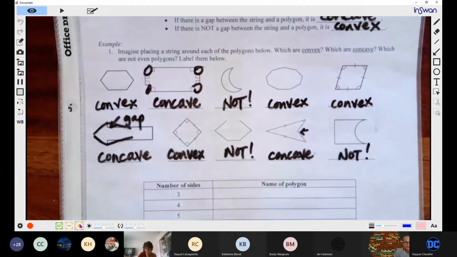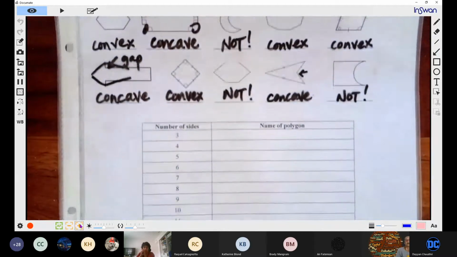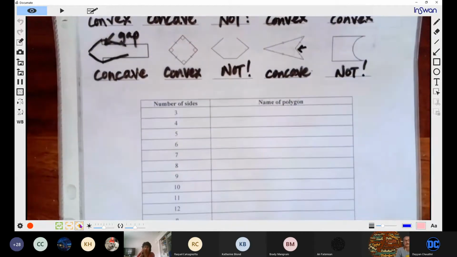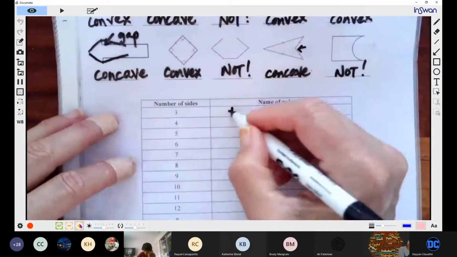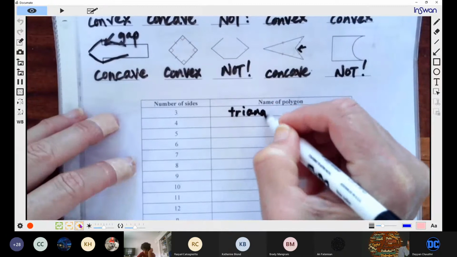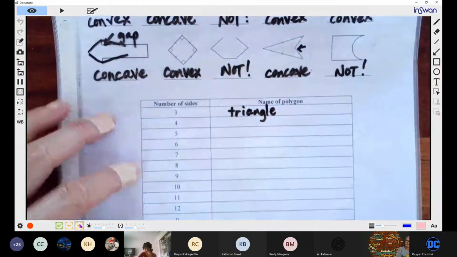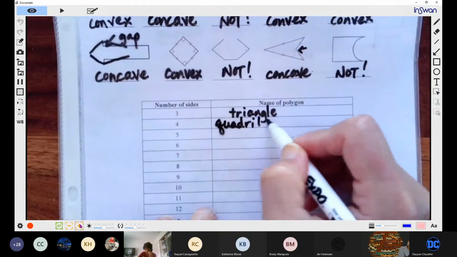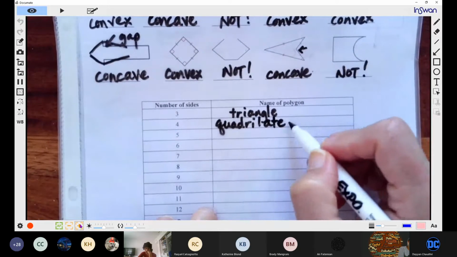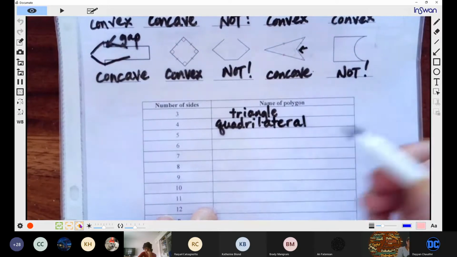Okay. Now a bunch of these you actually already know. We have specific names for polygons that we use very often. Yesterday I told you that anything could be called an n-gon. But specifically you know what some of these are called. If it has 3 sides, it's called a triangle. If it has 4 sides, it's called a quadrilateral. Quad is 4 and lateral is sides.